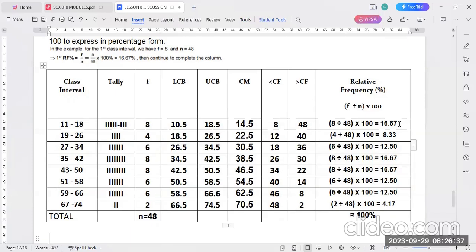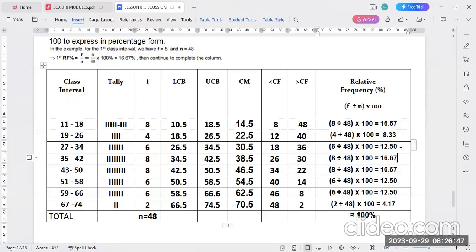Then 4 divided by 48 times 100, that is equal to 8.33. And then next 6 divided by 48 times 100, that's 12.50. And then we have the next frequency is 8. Solve na natin kanina. Para hindi na kayo magta-type sa calculator, kopyahin nyo na lang, siya rin lang naman yung lalabas na result. 16.67. And then another 8, 16.67. And then nasolve nyo na rin yung 6. That's 12.50. And 6, 12.50. And for the last frequency, we have 2. So 2 divided by 48 times 100, that is equal to 4.17.